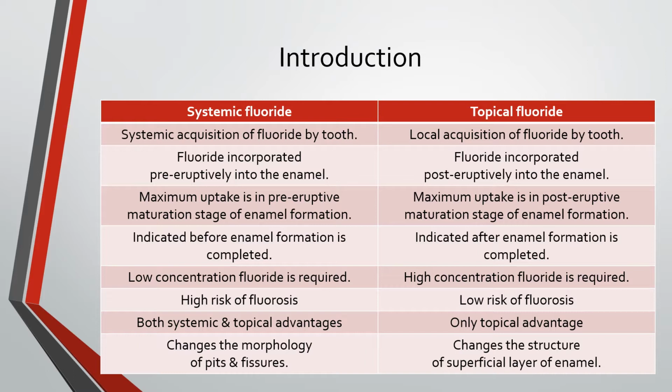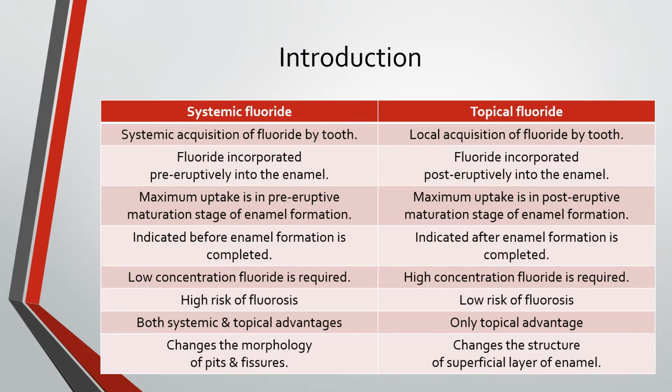Basically, what systemic fluoride does is change the morphology of pits and fissures. Studies have found the pits and fissures are shallower in teeth which are fluoridated using the systemic route. So, as compared to topical fluoride, the question is: if you miss the window period of tooth development, can we still protect the tooth using fluoride? And that is where topical fluoride came into the picture.